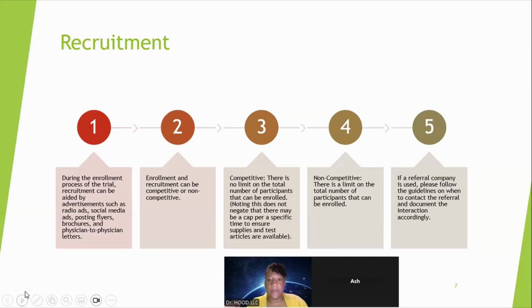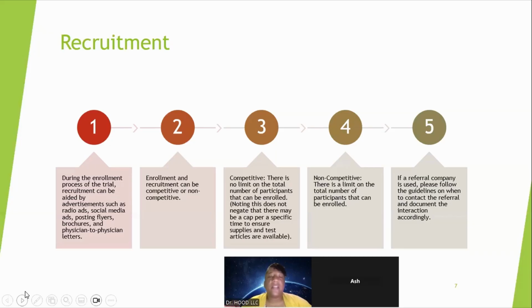So any questions about recruitment? Yes, I was just thinking about the competitive enrollment, and do you know how the sponsor will mitigate the risk of having imbalance when it comes to the demographics of the study?